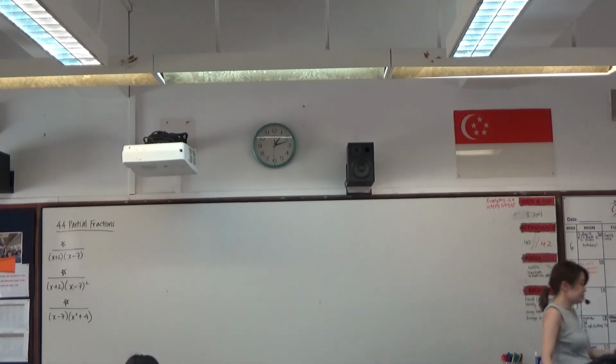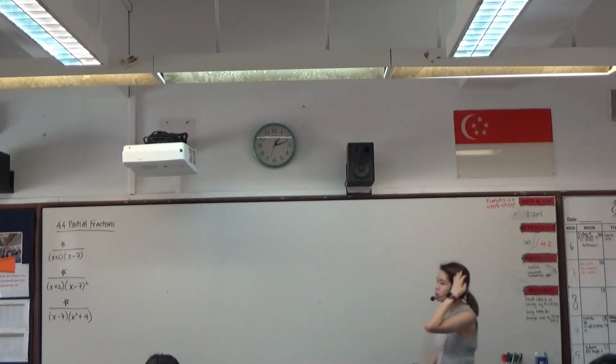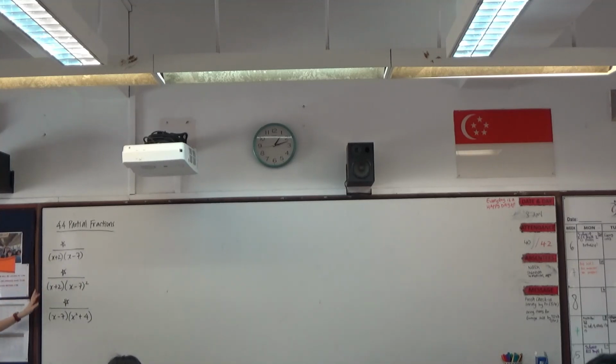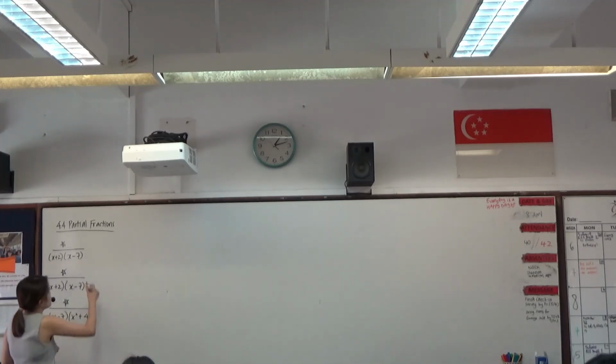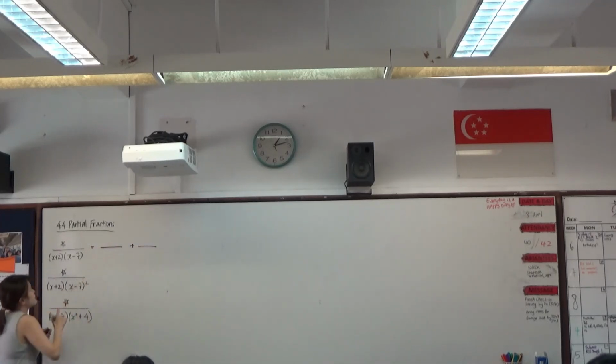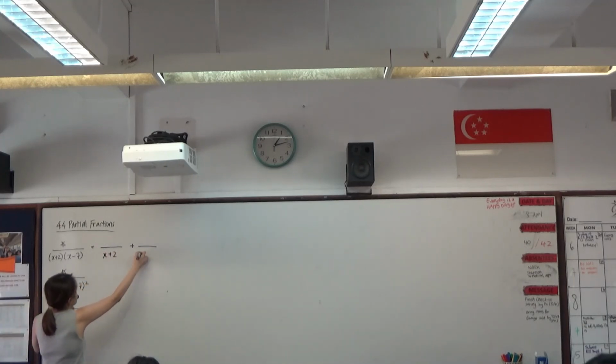Now, last lesson, I showed you how to do partial fractions decomposition. So these are some examples regarding the denominators. We have one example here, where the denominator is x plus 2 and x minus 7. In its decomposition, what are the 2 denominators we're going to get? x plus 2 and x minus 7.